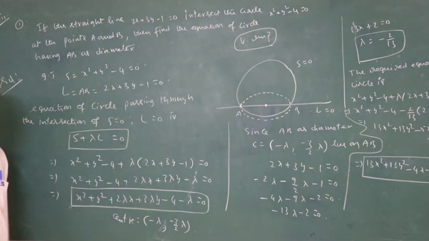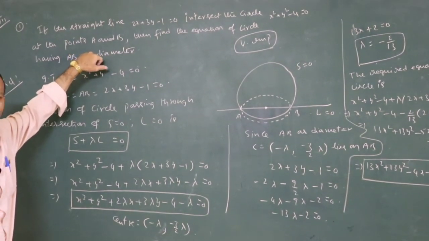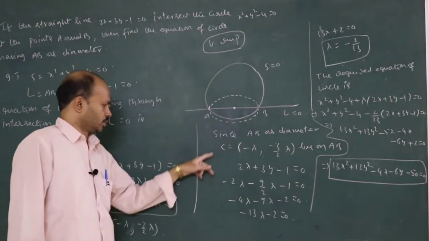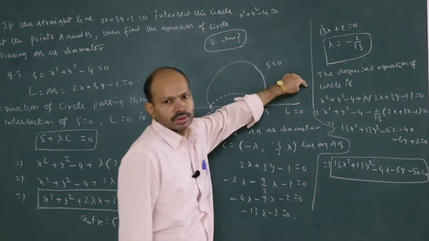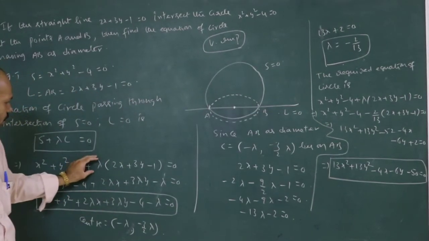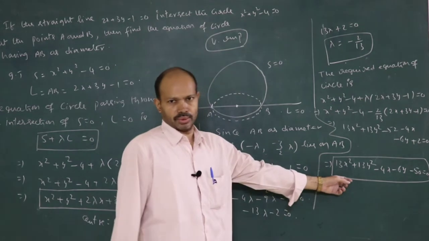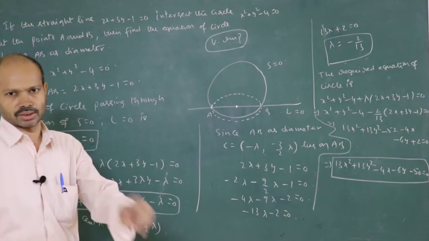Convert into the standard form and write the center. But for finding the value of lambda, the line AB is the diameter. Diameter means the center always lies on the diameter. Since AB is a diameter, the center lies on AB. Apply it and you get the lambda value. Now apply lambda in the required equation of circle, here or here or anywhere you can. I am applying here for convenience. Apply lambda, you get simplification. This is your required equation of circle. These are the main models we must have in the very first exercise of this chapter.